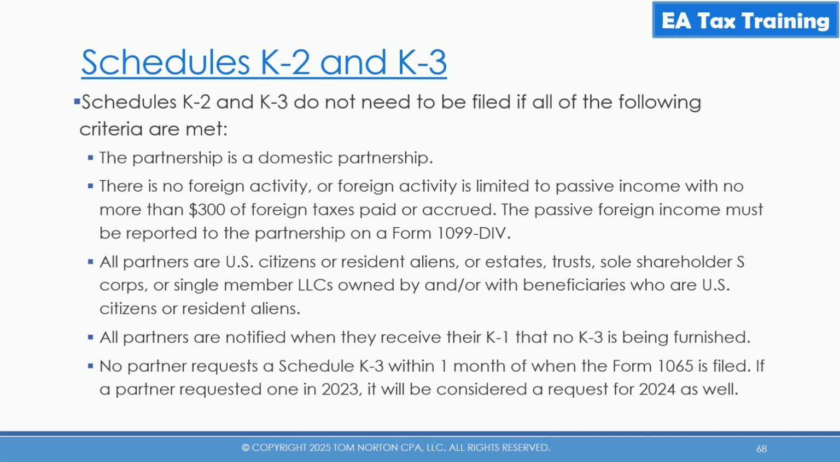Next, all the partners are U.S. citizens or resident aliens, or estates, trusts, sole shareholder S corps, or single member LLCs owned by and or with beneficiaries who are U.S. citizens or resident aliens. So the partners have to be one of those listed on the slide. If you've got any other kinds of partners, then you must file the Schedules K2 and K3.